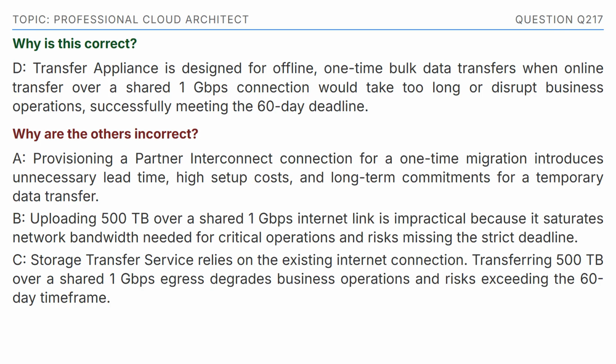Why are the others incorrect? A. Provisioning a Partner Interconnect connection for a one-time migration introduces unnecessary lead time, high setup costs, and long-term commitments for a temporary data transfer. B. Uploading 500 terabytes over a shared 1 gigabit per second internet link is impractical because it saturates network bandwidth needed for critical operations and risks missing the strict deadline. C. Storage Transfer Service relies on the existing internet connection. Transferring 500 terabytes over a shared 1 gigabit per second egress degrades business operations and risks exceeding the 60-day timeframe.